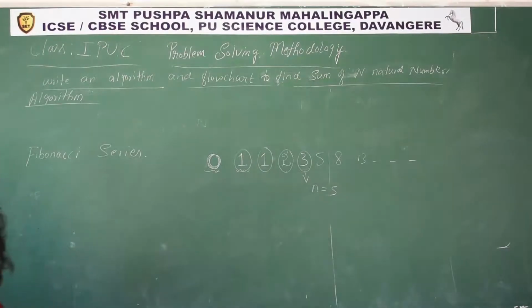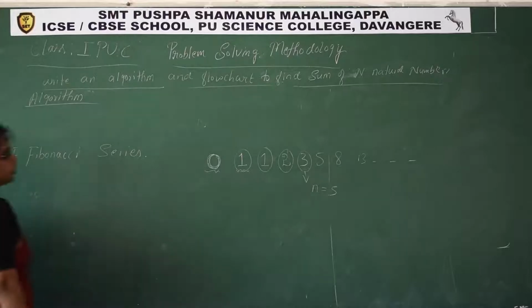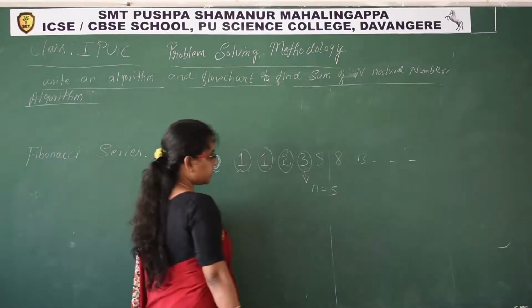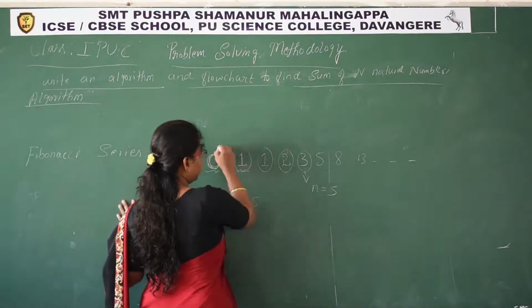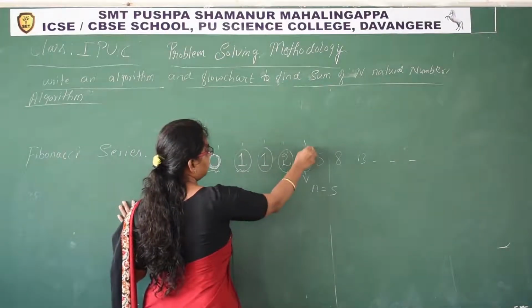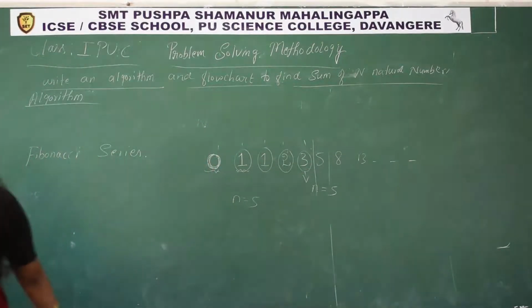The question asks you to generate a series up to the limit. Okay. So they asked you to generate the series up to 5. If n is equal to 5, up to 1 2 3 4 5, up to here the series has to be generated. This is the problem statement.